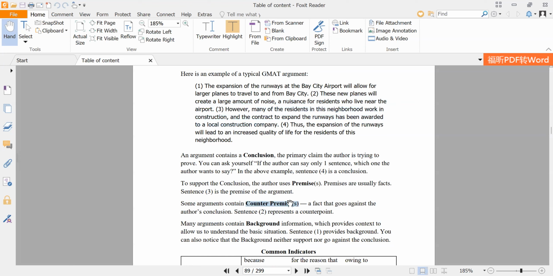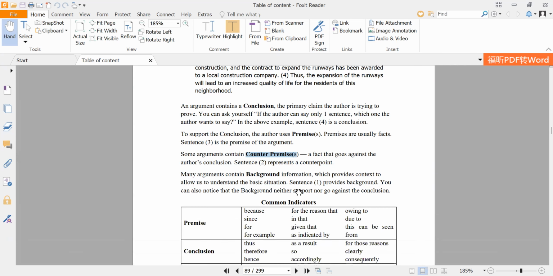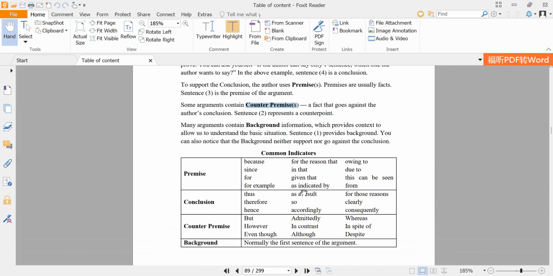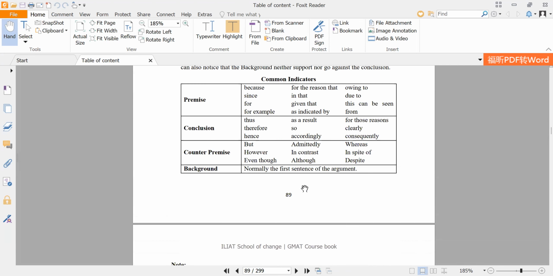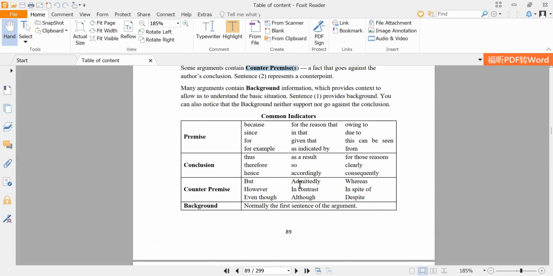Okay, another component that you sometimes see, but not very frequently, is called a counter premise. The counter premise is basically the opposite of the premise. While the premise supports the conclusion, the counter premise weakens the conclusion. Sometimes you want to use the counter premise to make your argument more well-rounded, and to show that you have taken into account opposition to your argument and you know how to deal with it. Okay, so that is the main idea here.